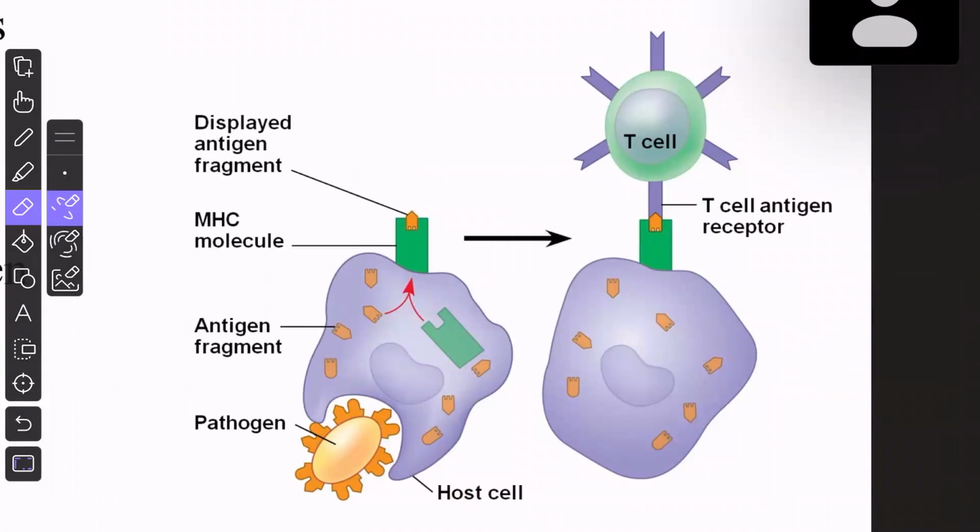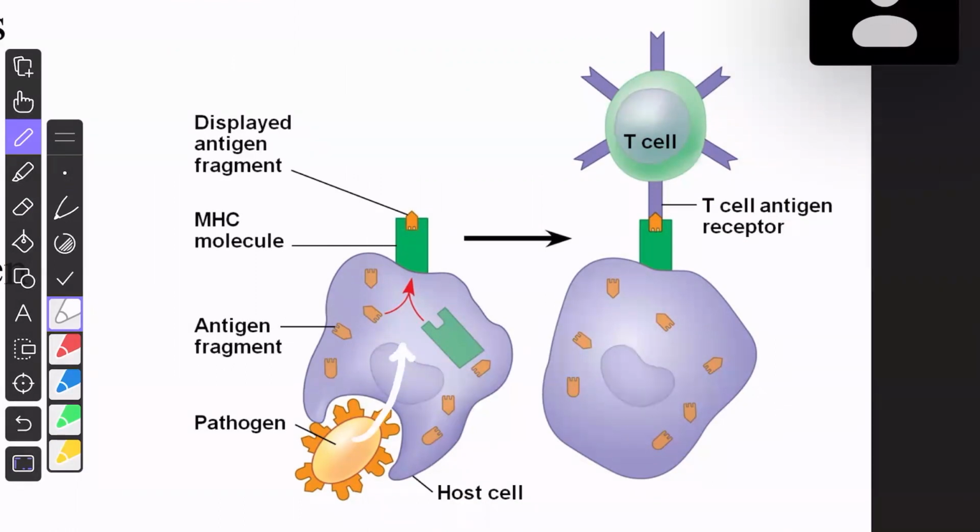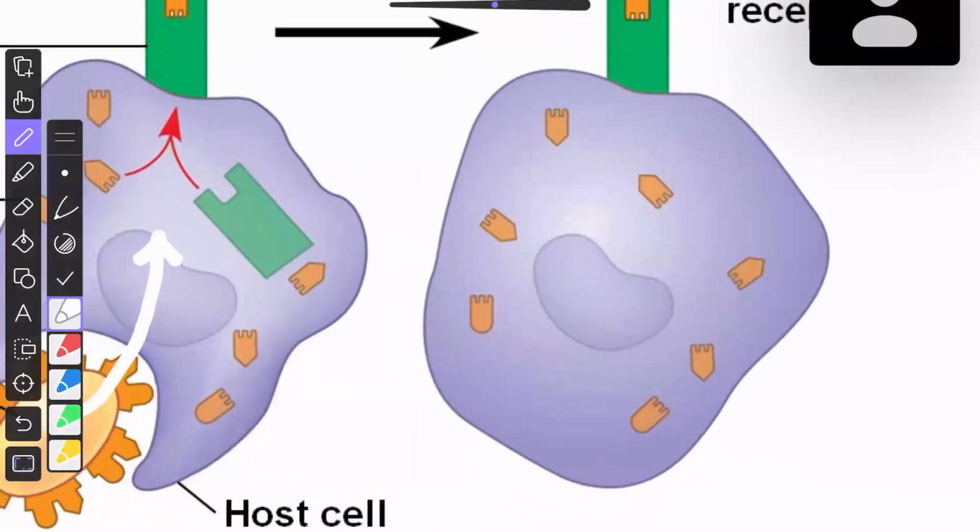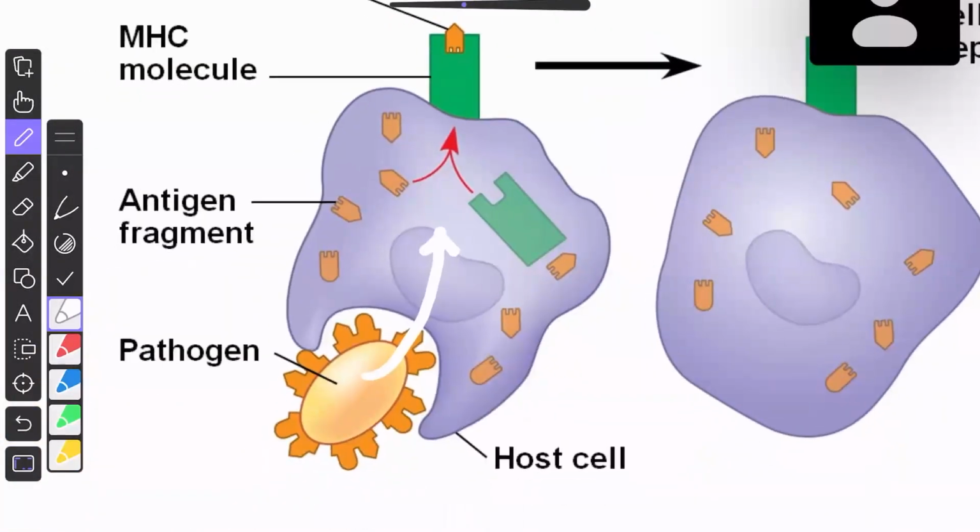The cell, and we're going to talk about what cell this is. This is not the T cell specifically. This is a host cell that has this marker. So this is our pathogen. Let's go with white. Our pathogen is going to get taken into the cell. When it gets taken into the cell, it gets broken down.